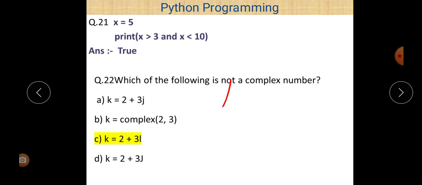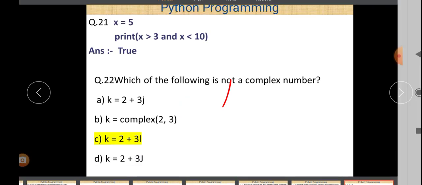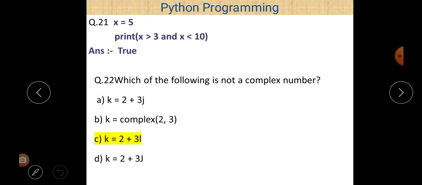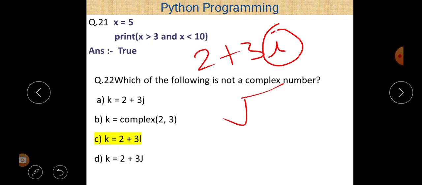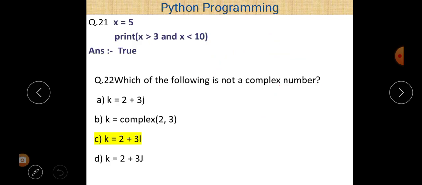Now see the question number 22. Question number 22 says, which one of the following is not a complex number? As far as a complex number is concerned, we know that in mathematics it is represented like 2 plus 3i, where i represents the imaginary part which is equal to the square root of -1, and 2 is considered as a real part. Okay, but in Python programming, in place of i we use the character j. So let us check which one of the following is not a complex number.